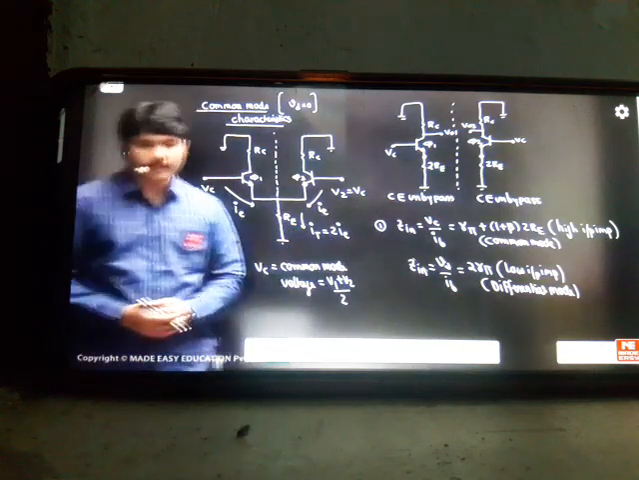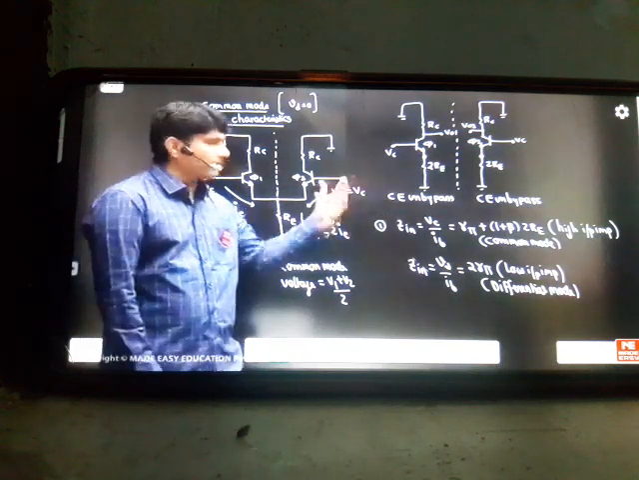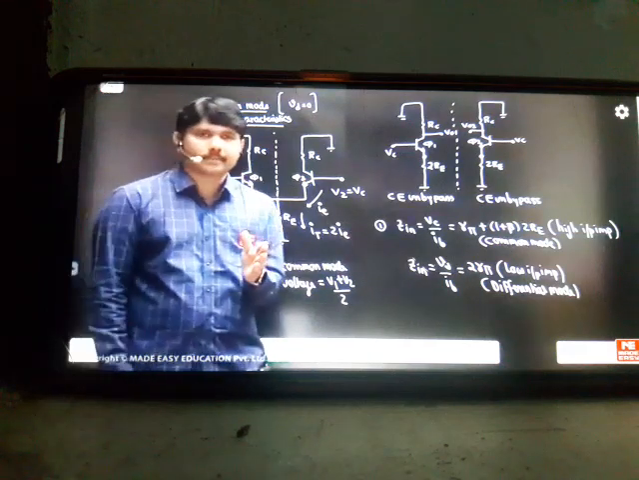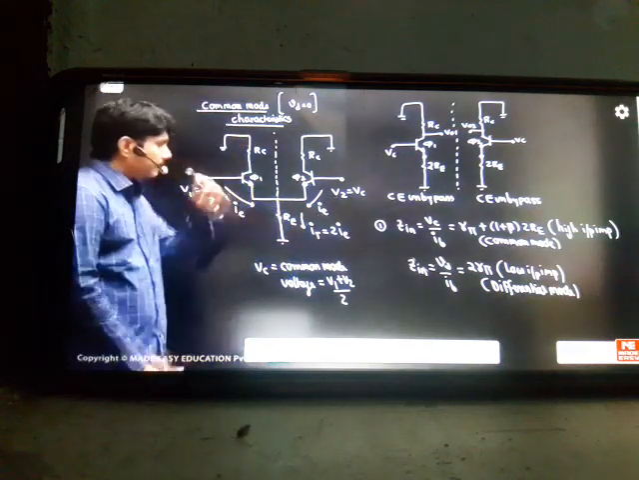If the examiner asks for which mode the impedance is high, you should have a visualization. It is a common emitter unbypassed system, sir. That's why it will have high input impedance. If the differential mode is working under the RE zero effect, that means a bypassed system, sir, it will have low impedance. Okay, that is a nice approach.